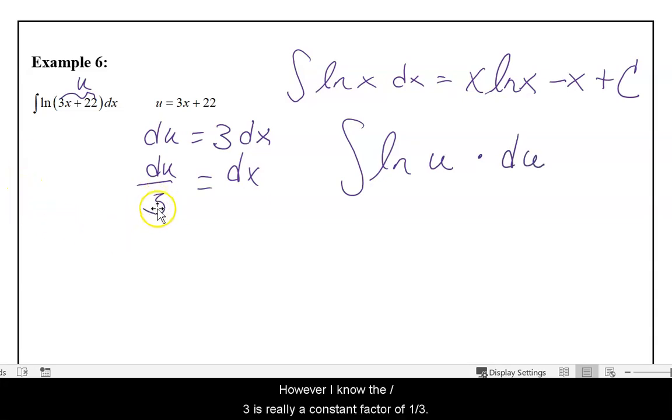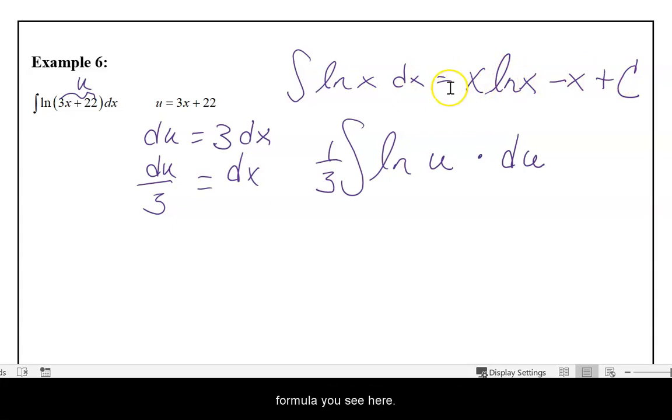However, I know the over 3 is really a constant factor of 1/3. You're now ready to go ahead and take another shortcut, and instead of writing the du over 3, split the factor and pull the constant part to the front on the outside of the integral. This will also save you a step. Is it necessary? No. Is it easier? No. Does it save writing? Yes.